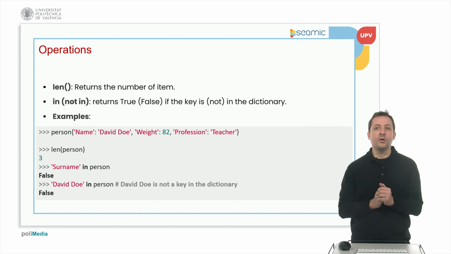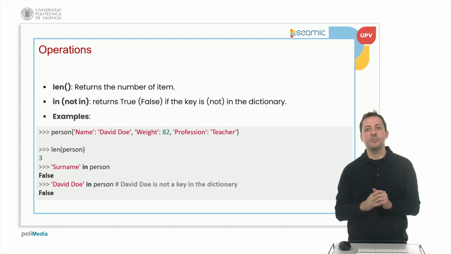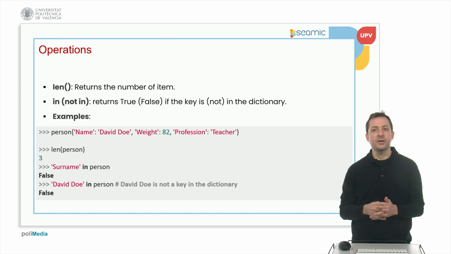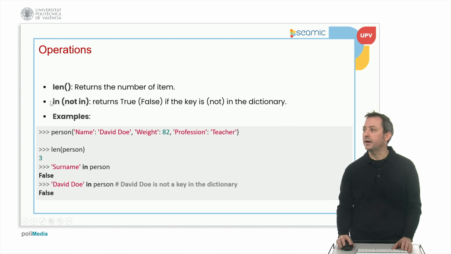In addition, we have other operations that can be used with dictionaries. As we used in lists and tuples, the operation len returns the number of items in the dictionary, that is, the length of the dictionary. And here you can observe an interesting operation, in and not in, to check whether or not an element is in the dictionary. So here you have an example of these functions.